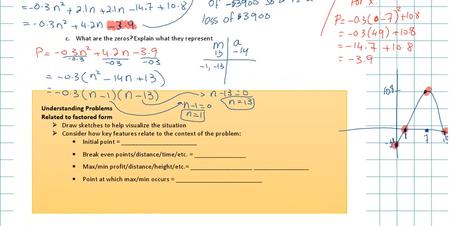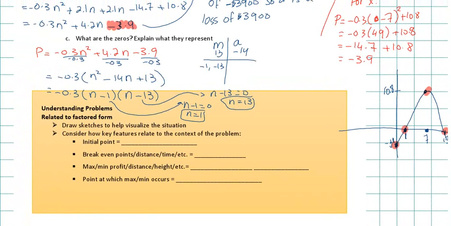When you're solving word problems, first try to draw a sketch just to visualize it. Remember what I told you the first thing: close your eyes, imagine, and think about how it might look. Ask yourself, is it going to open up or open down? Consider how key features relate to the context of the problem.